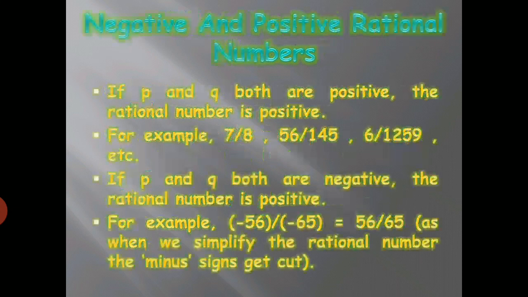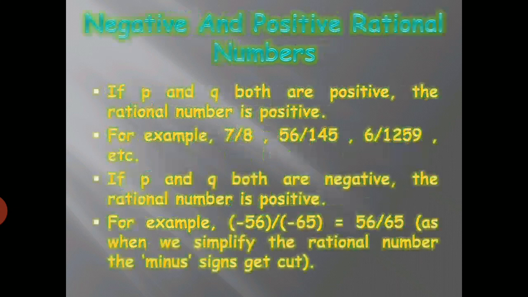Negative and positive rational number. If p and q both are positive, then the rational number is also positive. For example, 7 by 8, 56 by 145, 6 by 1259. If p and q both are negative, then also the rational number is positive. For example, minus 56 by minus 65.